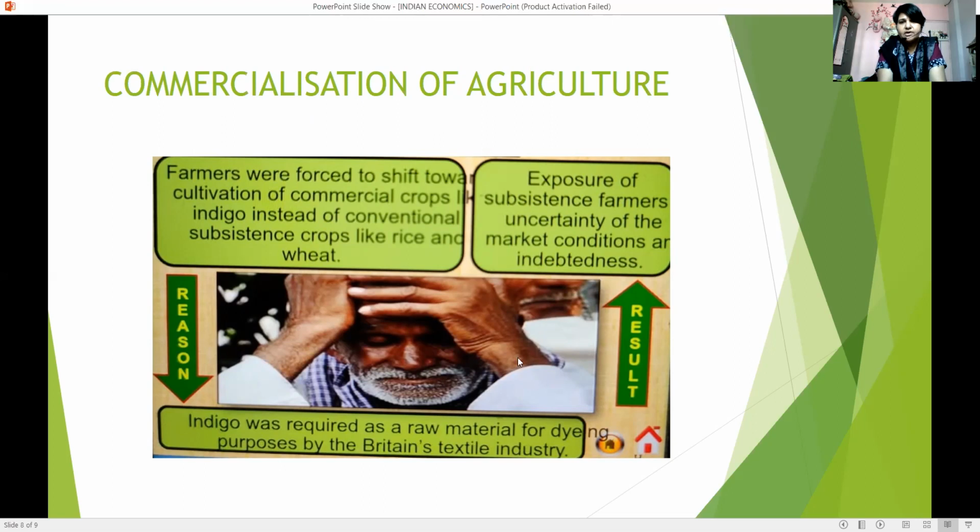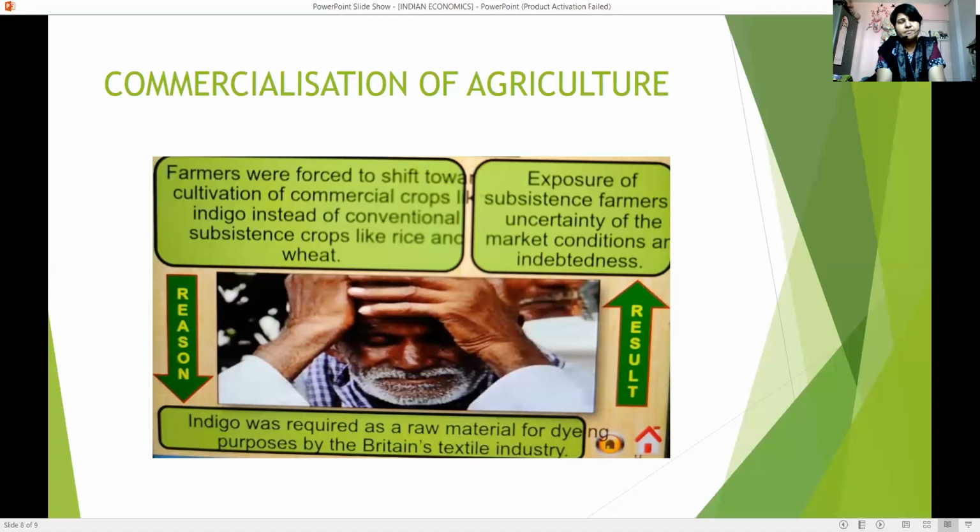What happened due to this reason? What was the result? Exposure of subsistence farming, uncertainty of market conditions and indebtedness. Most of the farmers suffered a lot. They went into debt. They buried themselves under a lot of debts because they were unable to grow enough crops. Not only this, these crops were taken away by the British government at a cheaper rate. They were not paying them a good amount for what they were doing.